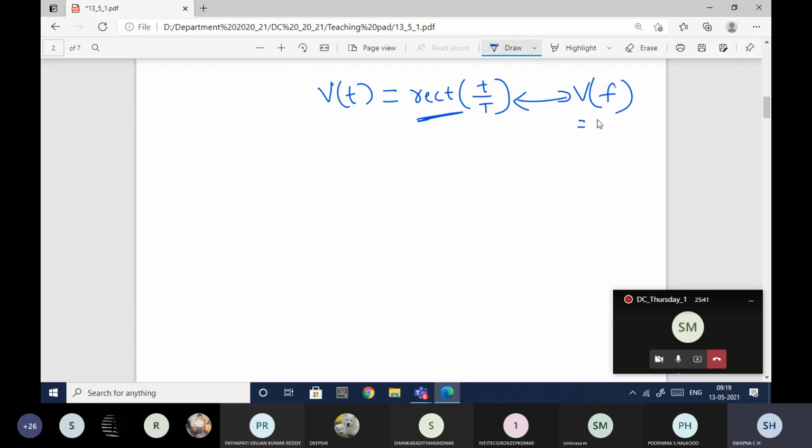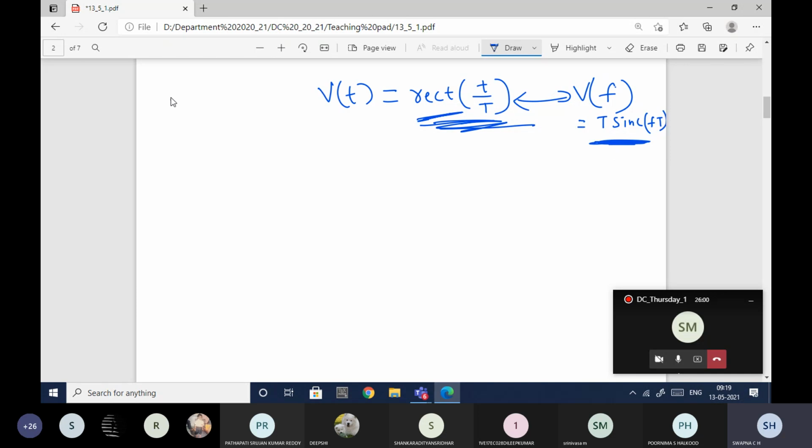It will be equal to T sinc(fT), which will be the frequency domain representation. Anyway, you have to remember this, because either you need to calculate it or you need to remember it.